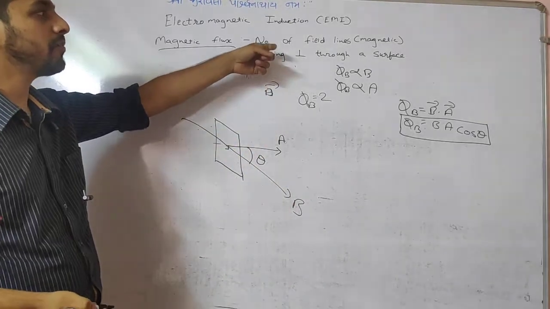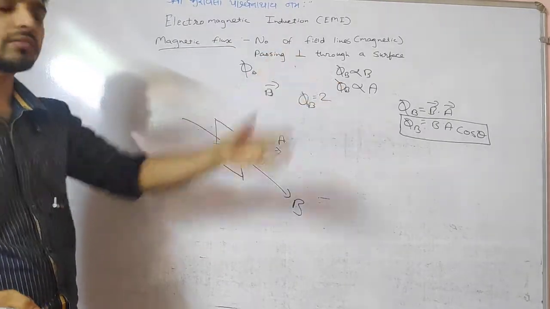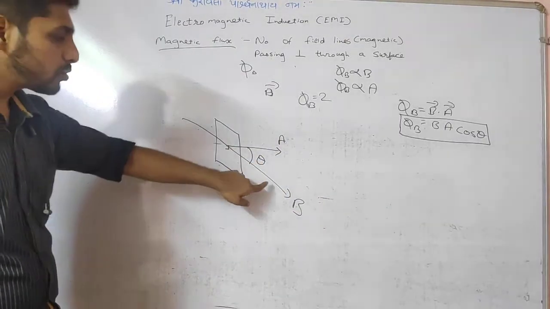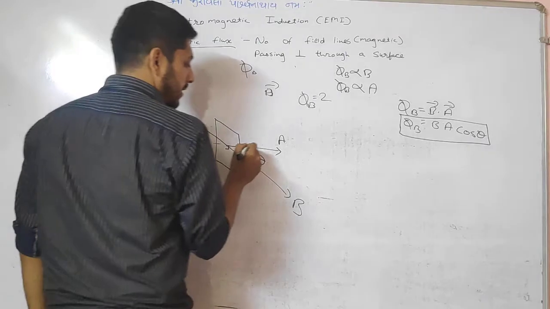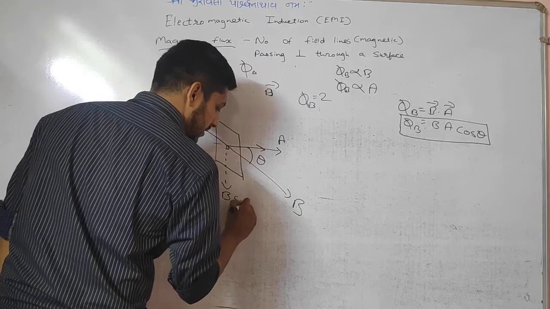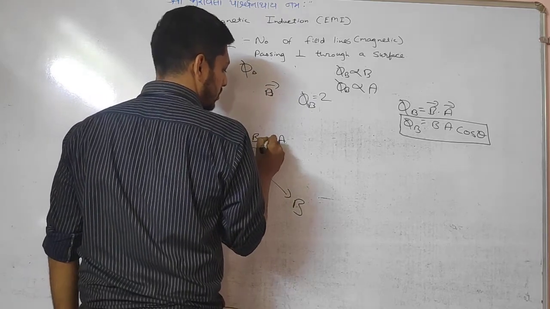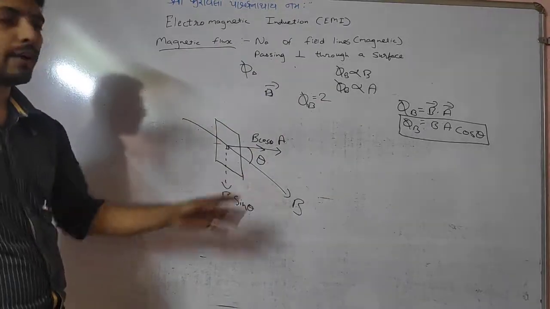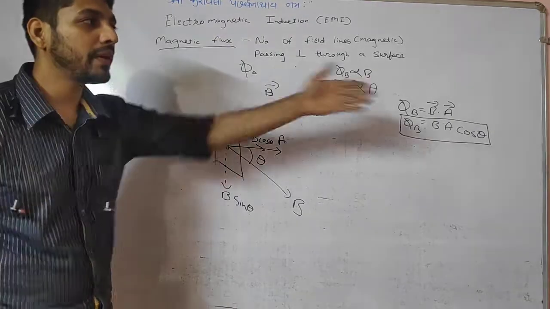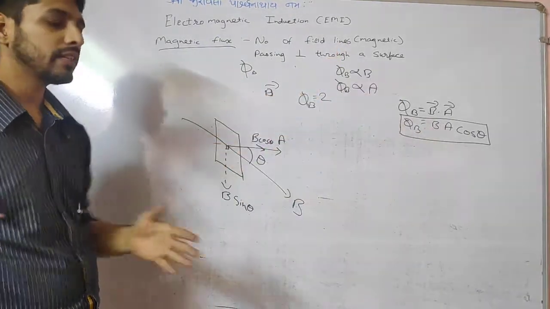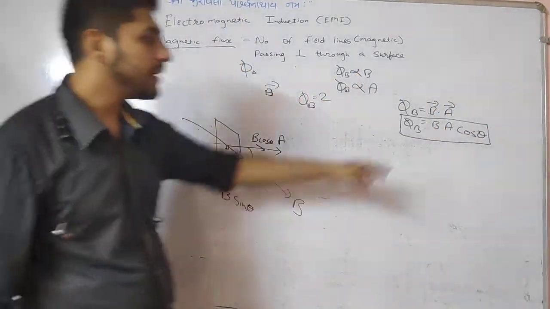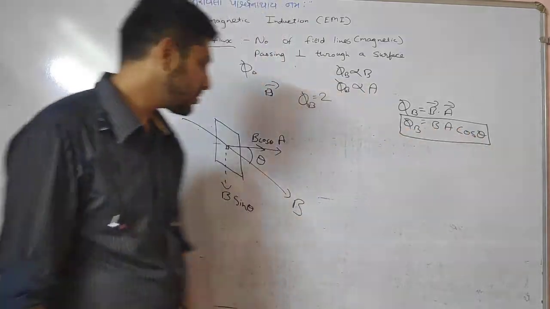But here our condition is the number of field lines passing perpendicular to the surface. Is this passing perpendicularly? No, it is making some angle theta. So what we'll do? We'll take two components of this. One will be in this direction and one in this direction. This will be B sin theta and this one will be B cos theta. These are two components of the magnetic field, which means that B cos theta is passing perpendicularly, in the direction of the area vector, traveling perpendicular to the surface. So we know that it depends on cos theta, that it is B A cos theta.